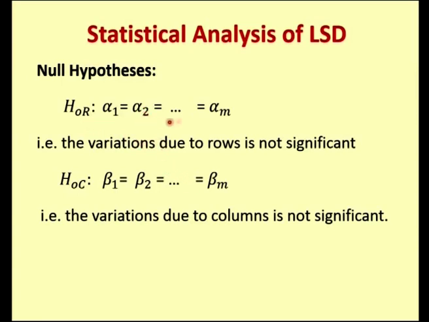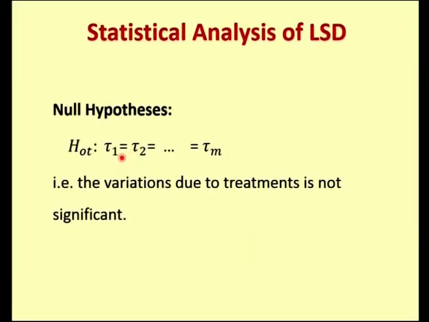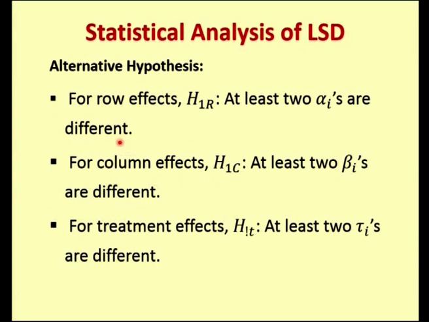So, for rows, the null hypothesis is alpha 1 equals alpha 2 up to alpha m, that is, the variation due to rows is not significant. For columns it is beta 1 equals beta 2 up to beta m, that is, the variation due to columns is not significant. And for treatments we have tau 1 equals tau 2 up to tau m, where the variation due to treatments is not significant. And for the alternative hypothesis, for row effects, it is stated as at least 2 alpha i's are different. For column effects, at least 2 beta j's are different, and for treatment effects at least 2 tau i's are different.